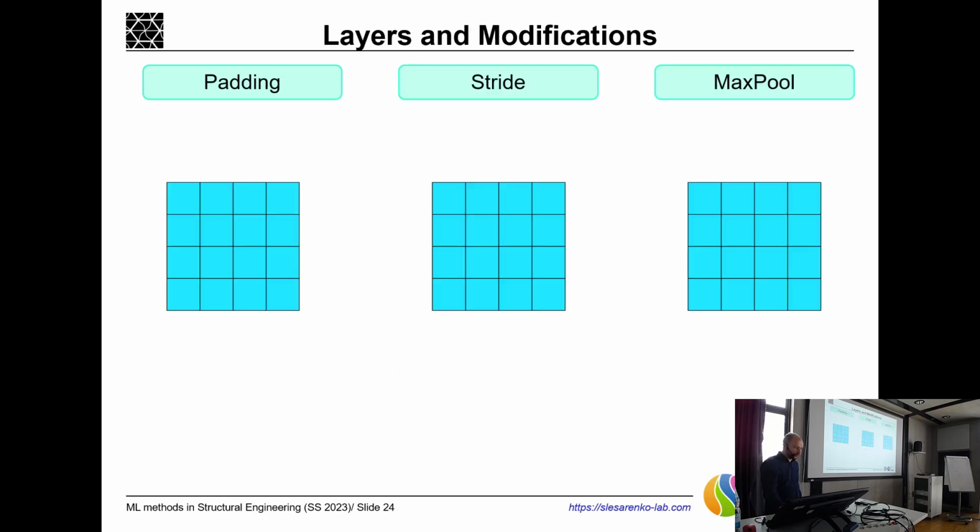There are some modifications, of course. You probably remember the padding. So let's say if I have a 3 by 3 filter, what would be the expected output here?